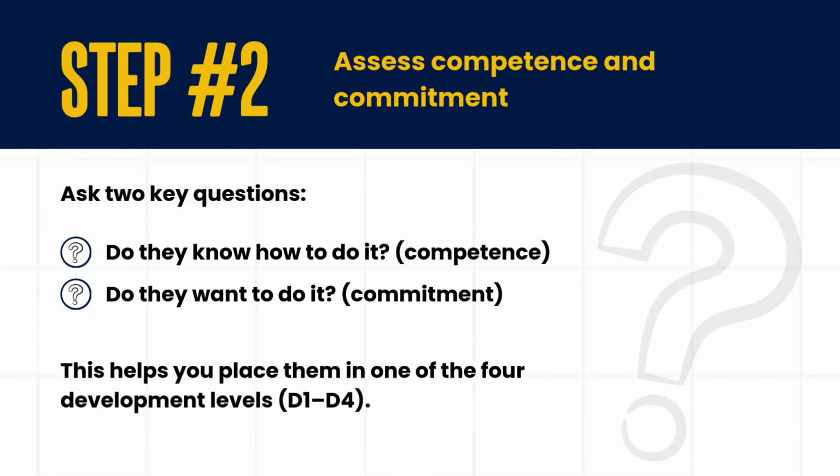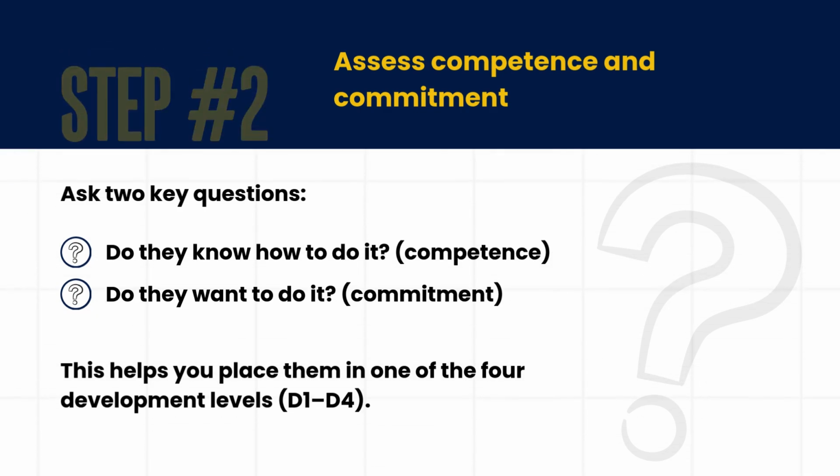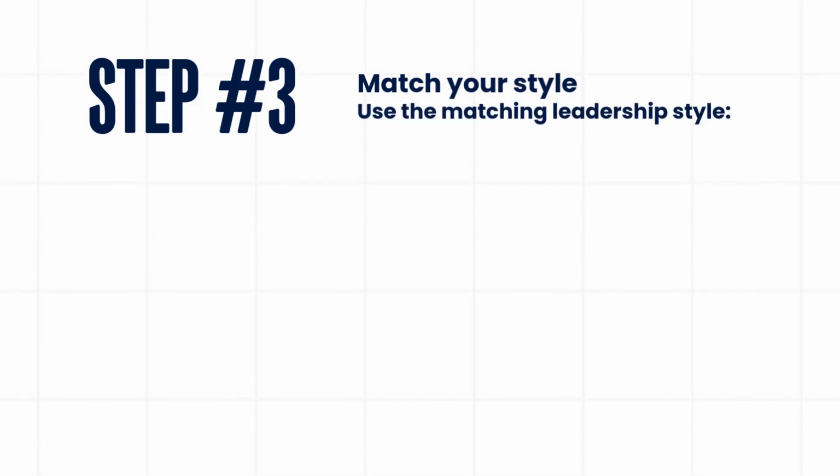Do they know how to do the task? And are they committed and are they confident to be able to do this task? By assessing these two areas, competence and commitment and confidence, you will be able to place them in the right quadrant, D1 to D4. Step number 3 is then matching the style to where they are.